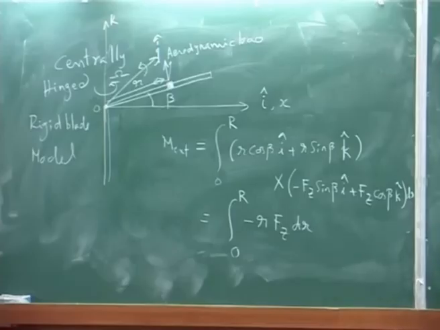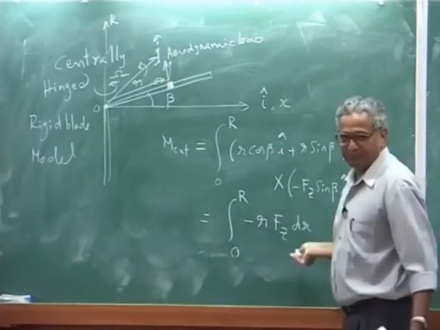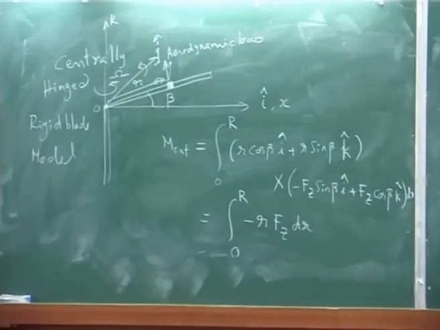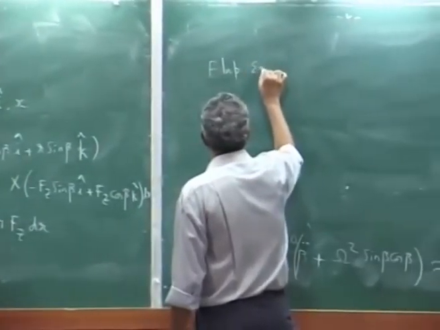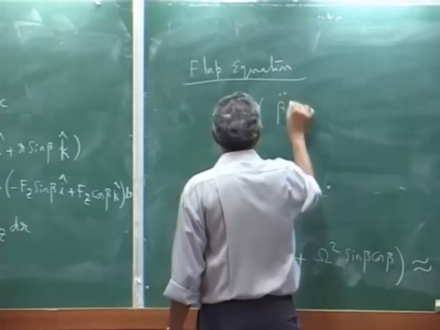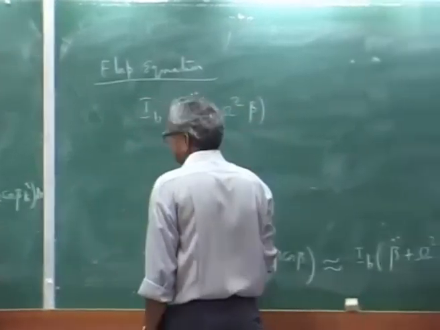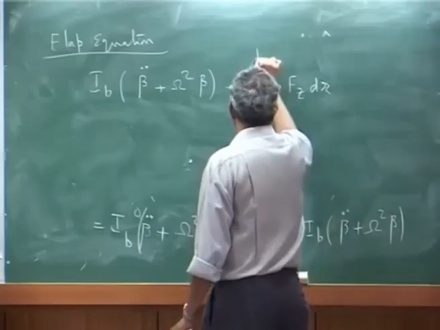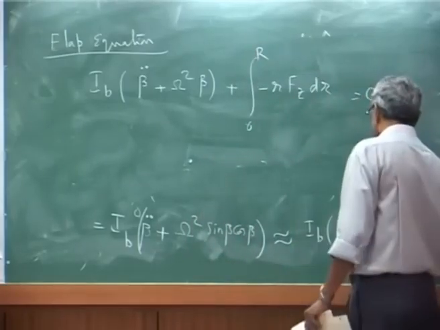I'll write the flap equation. No, this is along J, only J. J is the only moment, only one component along the J. So I am just taking moment. Now I add both inertia and aerodynamics and write my flap equation, which is IB beta double dot plus omega square beta plus the integral of Fg r dr. This is my equation.